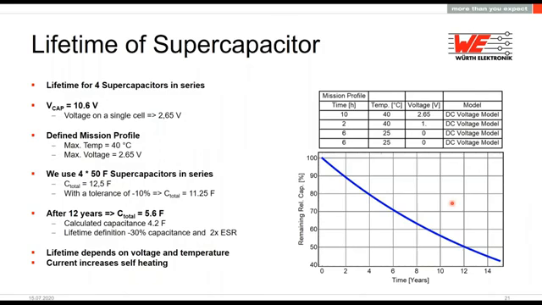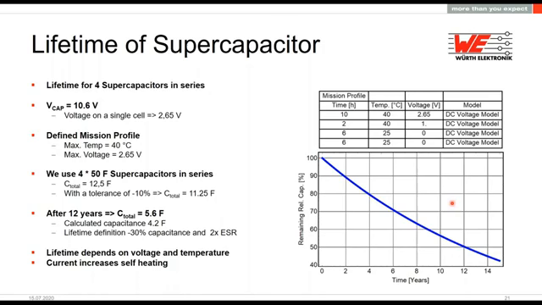To show the lifetime, or what it means, we created a use case. For our example, we said we have 10 hours at 40 degrees and 2.65 volt, 2 hours at 40 degrees and 1 volt, and the other 12 hours are no operation. We have the bank voltage of 10.6 volt. This leads to the single cell voltage of 2.65 volt. Temperature profile is a maximum of 40 degrees.